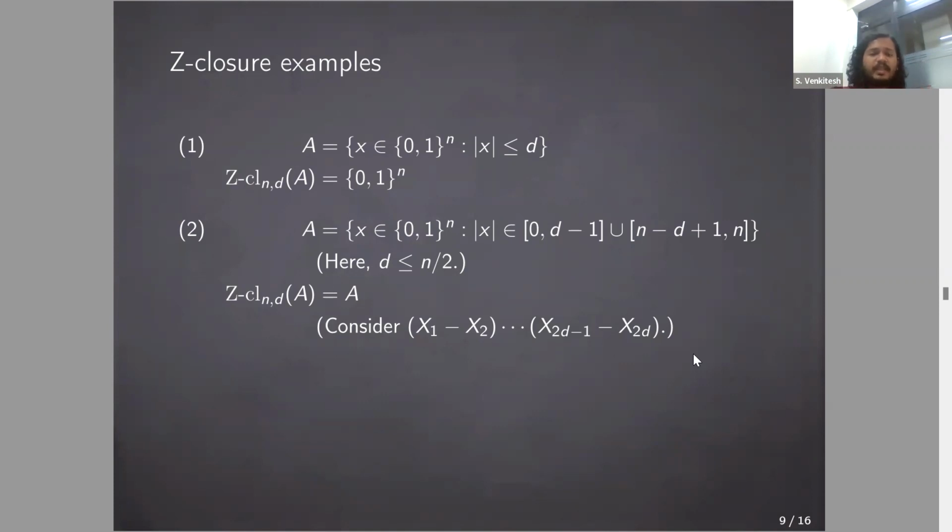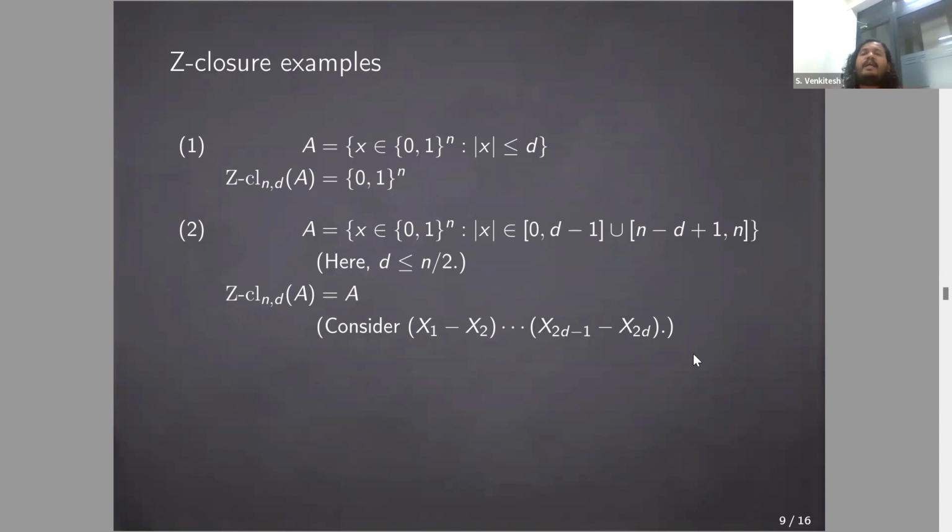Why is that? For instance, you can consider a polynomial of this kind. Take the product of D many factors where each factor is a difference of two variables and the sets of variables are disjoint. So there are D factors here, and this is a degree D polynomial. If you take an input with weight at most D minus 1, you will note that at least one of these factors must have both variables set to 0. And therefore, this polynomial will vanish.